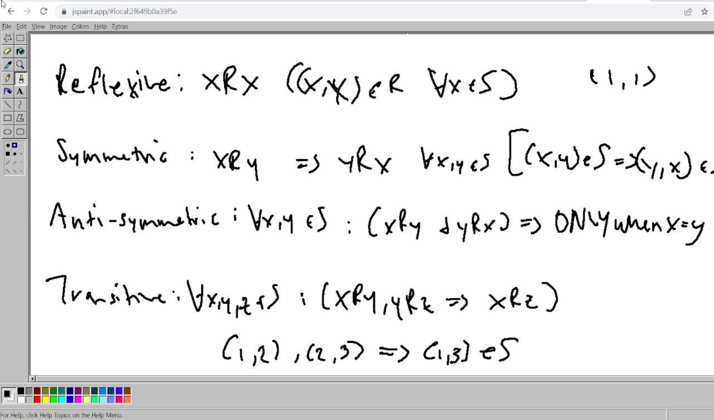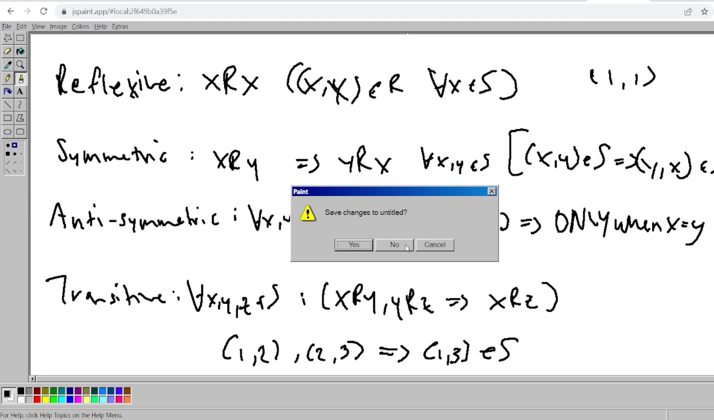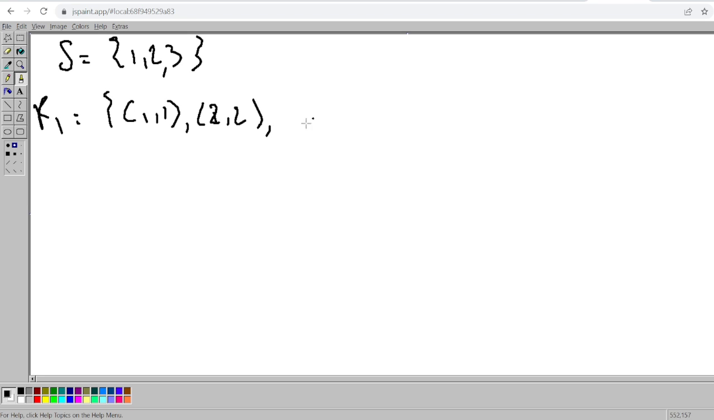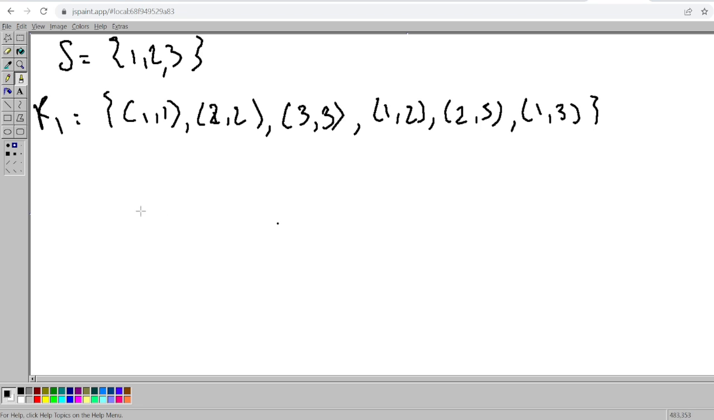And we can do a quick example or two just to think about it a little bit. So we can say our set is 1, 2, 3. And so our R, we can do R1 because we're going to do different R's. Our set is 1, 1, 2, 2, 3, 3, 1, 2, 2, 3, 1, 3. So what is that? Off the bat, it's reflexive. It's not symmetric. And it's anti-symmetric, and it's transitive.